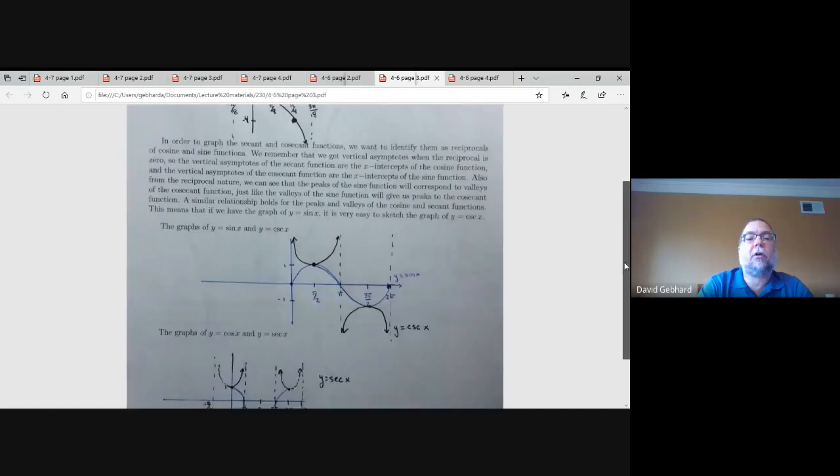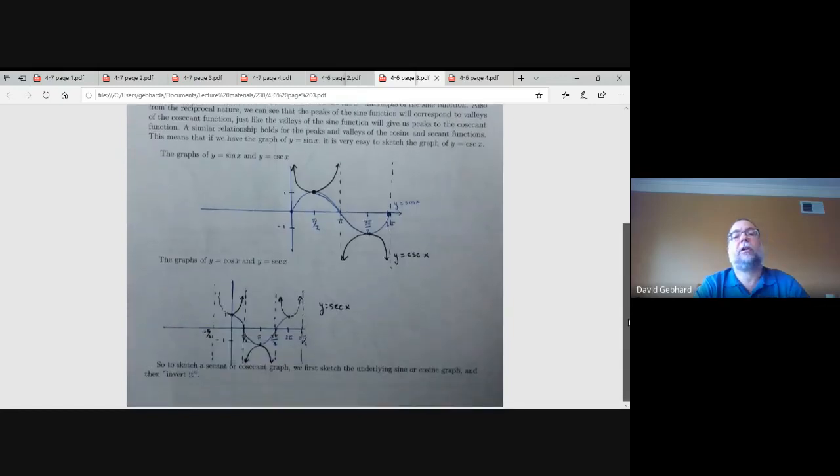Okay, if we're going to draw the secant or cosecant graphs, we're going to basically reflect them off of the sine and cosine graphs. So if I want the cosecant graph, what I usually am going to do is I'll just draw my sine curve first for a full period. And then I'm going to recognize that the zeros of the sine function are going to be zeros in the denominator for the cosecant. So my x-intercepts for the sine function give me vertical asymptotes for the cosecant.